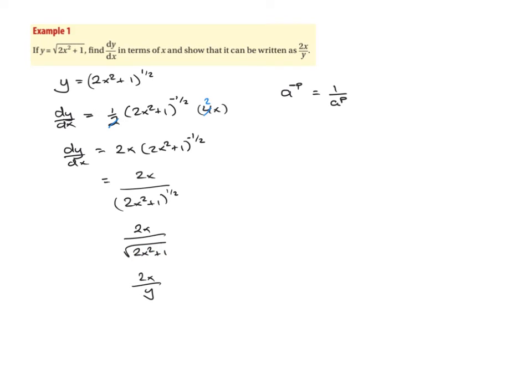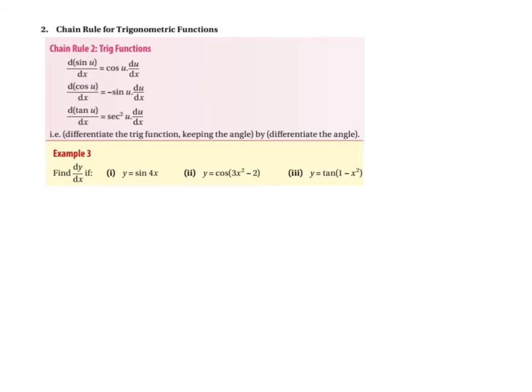And we're done. Okay, so the last thing I want to talk about is the trig functions with chain rule. And again, we're going to do the quick method. So you can see here that what it's telling you essentially to do is this. You differentiate the trig function, keeping the angle, and then you differentiate the angle and multiply them together. Okay, so I'm going to go through that with these 4 examples.